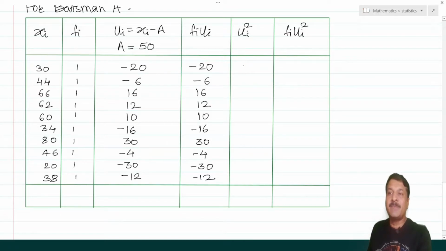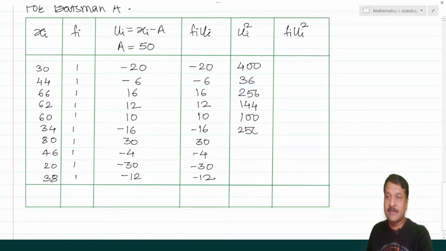Now square of that means ui square. So what is the square of minus 20? It is 400. 36. 16 square, 256. 12 square, 144. 10 square, 100. 16 square or minus 16 square, it is a positive 256.